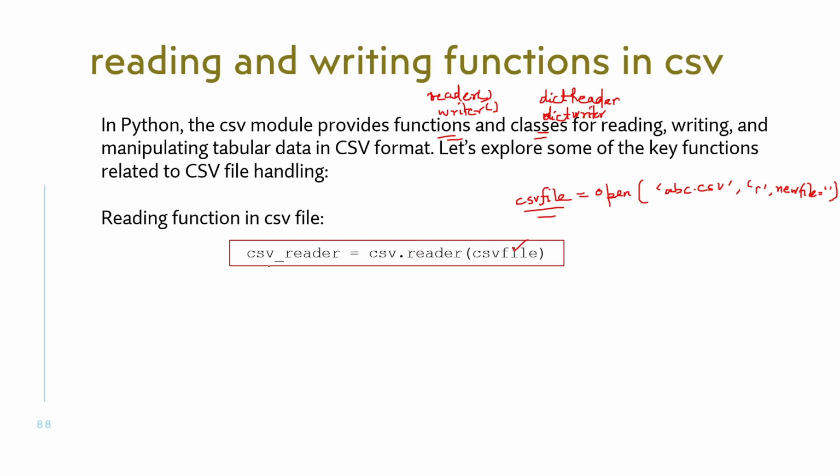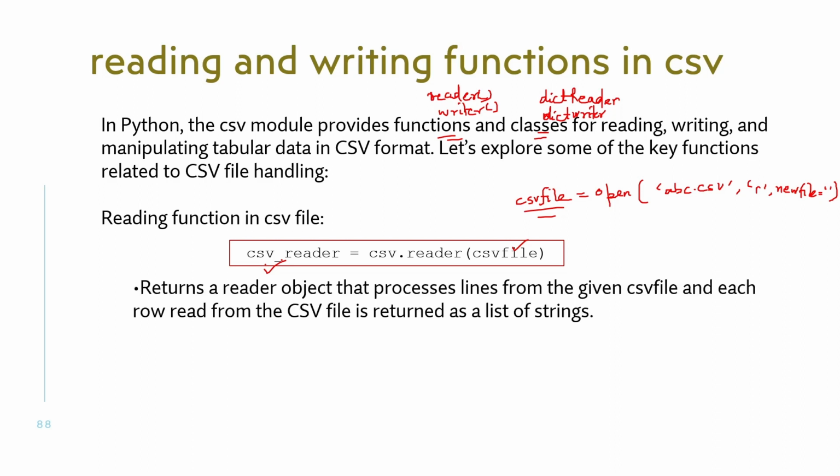Now the object you get from the reader function will allow you to read data row by row. Okay. So the reading function gives you a reader object, as I just told you, which will process lines from the CSV file and read each row, and give you the output in the form of a list of strings. This is an important point to note: the csv.reader object will not give you the list of strings itself, it will allow you to extract data in the form of a list of strings. Okay.